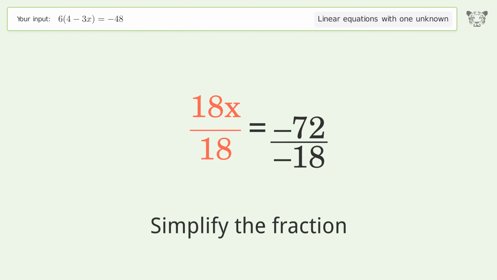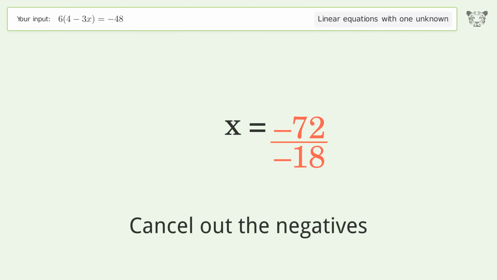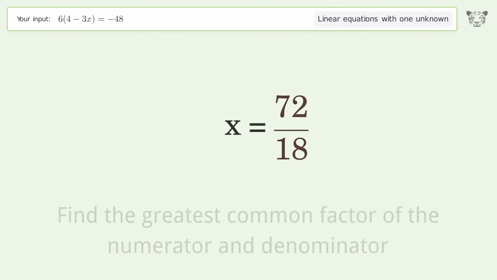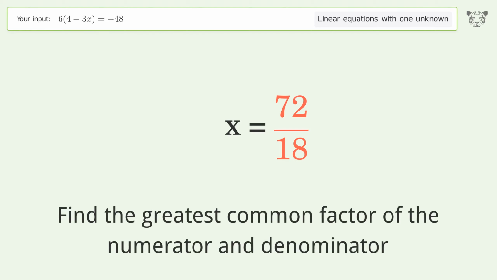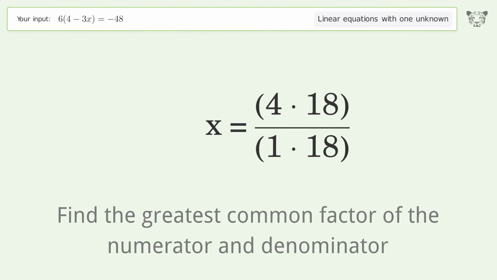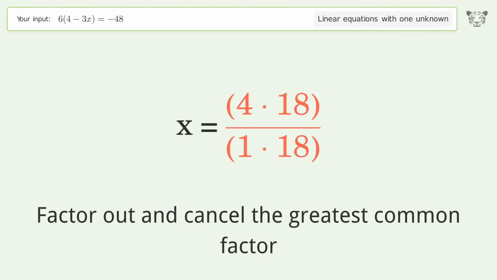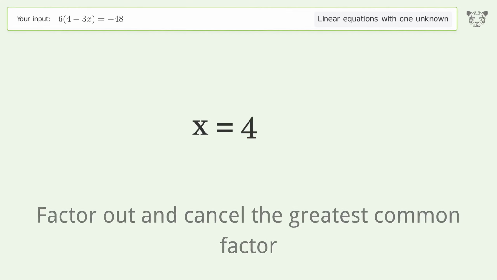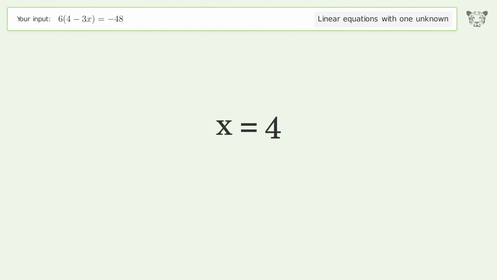Simplify the fraction. Cancel out the negatives. Find the greatest common factor of the numerator and denominator. Factor out and cancel the greatest common factor. And so the final result is x equals 4.